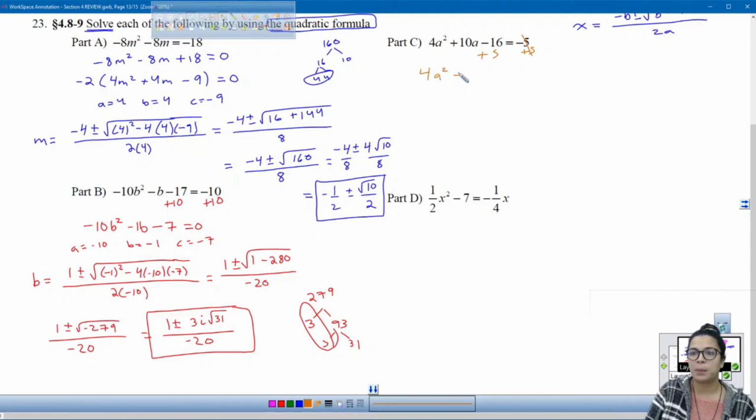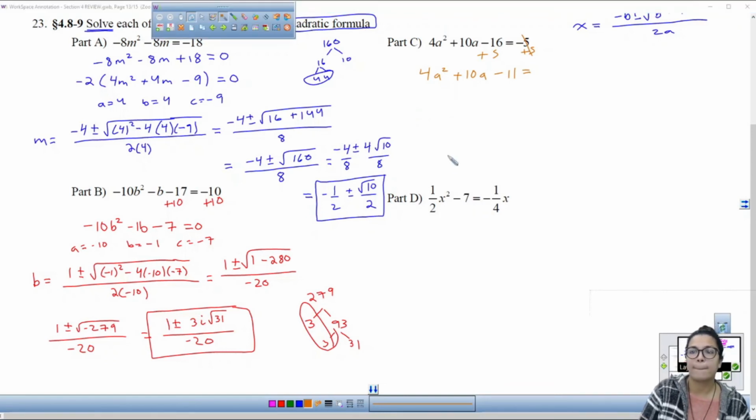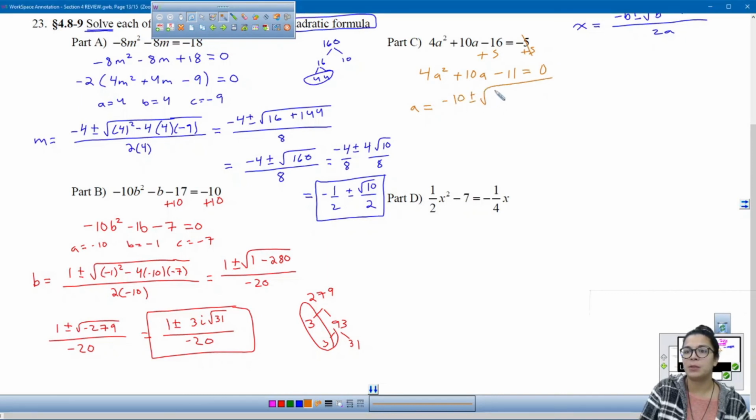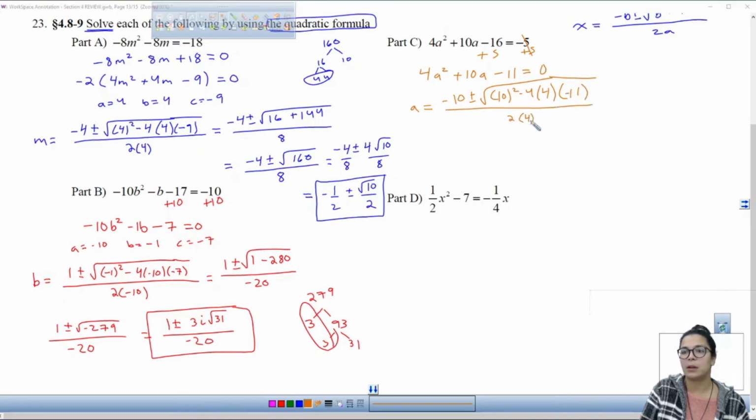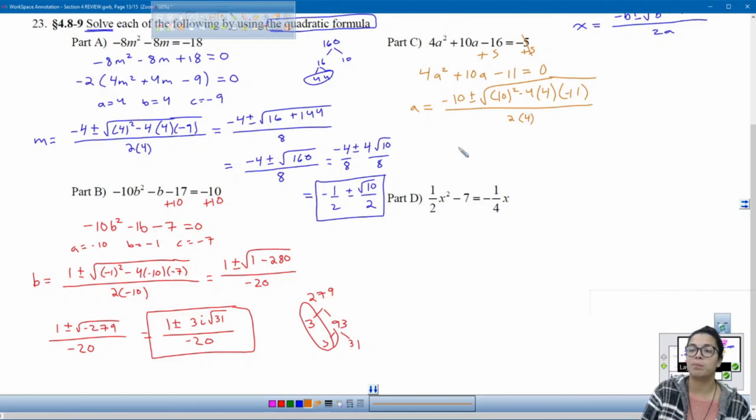So we have 4a squared plus 10a minus 11 equals 0. And on this one, you can't factor out a GCF. So a is 4, b is 10, and c is negative 11. Here the variable, the unknown, is a. So I'm going to write a equals negative b, which is negative 10, plus or minus the square root of b squared, so 10 squared, minus 4 times the a value, the coefficient, which is 4, times the c value, the constant, which is negative 11. This is all over 2 times the coefficient of the quadratic term, which is 4.